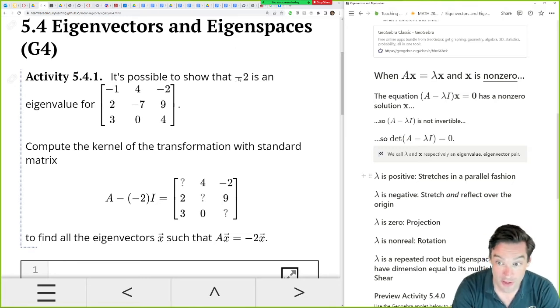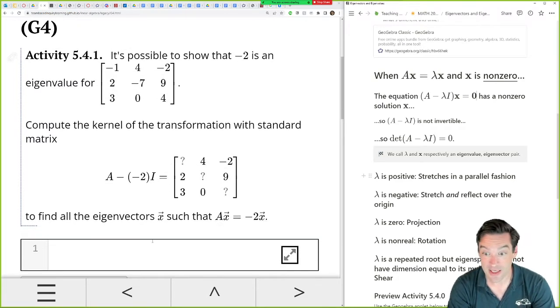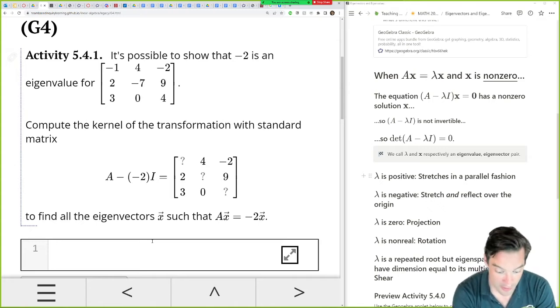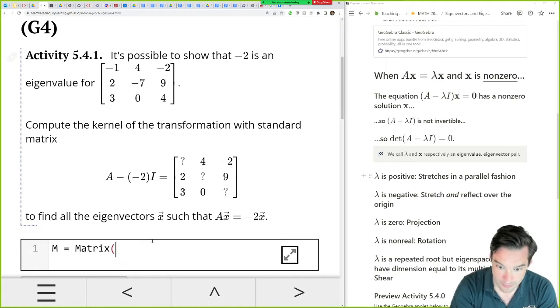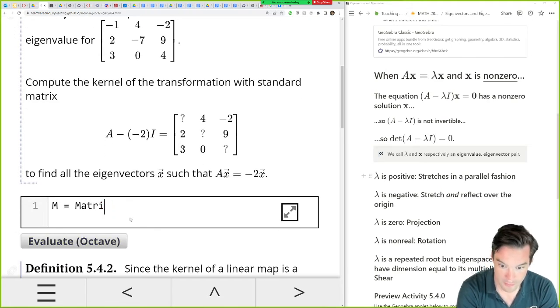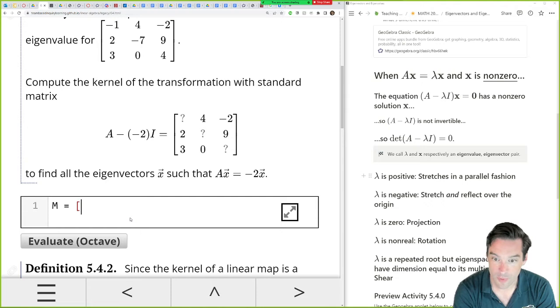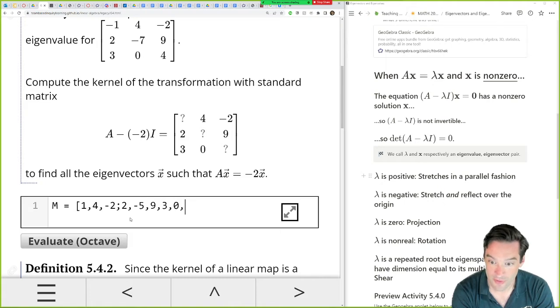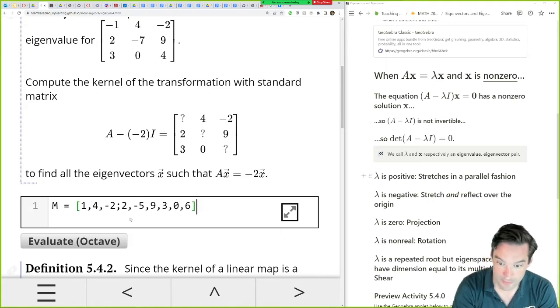But if we already know that -2 is an eigenvalue, then we just have to subtract -2 from the entries on my diagonal. If I subtract -2 from all the entries on my diagonal, then A minus -2 times I is going to give me a new matrix. Let's see, -1 minus -2, that's -1 plus 2, that's 1. So 1, 4, -2. And then -7 plus 2 is going to be -5, 9. And then 3, 0, 4 minus -2 is going to give me 6.